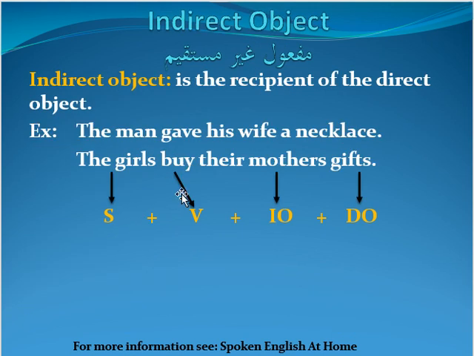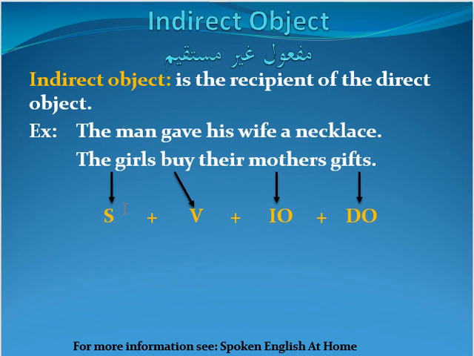Let's go to another slide. Here I want to talk about the indirect object. What is an indirect object? In fact, the indirect object is the receiver of the direct object. What does that mean? It means both objects should be used in a sentence, direct object and indirect object, because if there is no direct object, it is not possible to have an indirect object, because it is the receiver of the direct object.